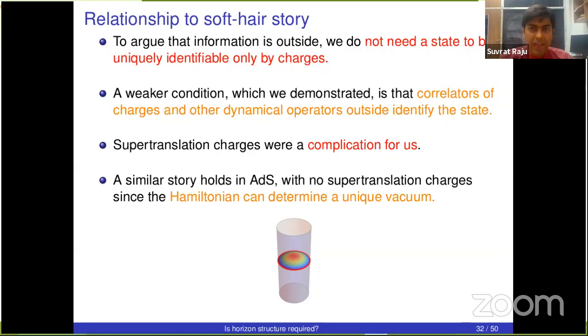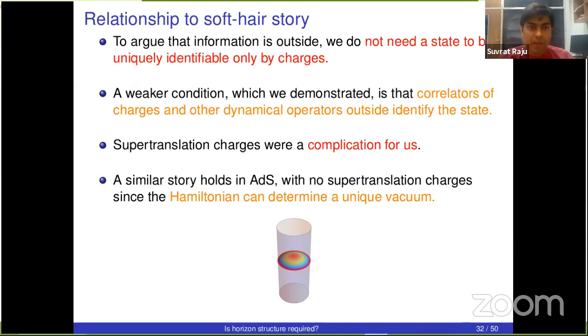The difference is that I never required a state to be uniquely identifiable only by the charges near the boundary of null infinity, which I think is one of the results that people who work on the soft hair story would like to prove. What I required was a weaker condition, which was that correlators of these charges and other dynamical operators outside identify the state. This is a weaker condition that you can explicitly prove in the Fock space that you get at null infinity.